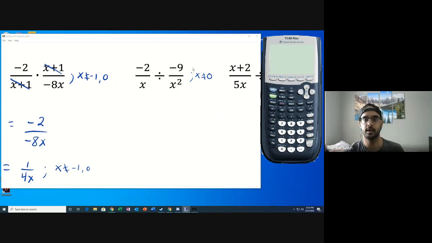Here it's just a constant, -9. I don't have to worry about it this time. So let's flip it and then multiply. So my x² goes to the top, -9 on the bottom.